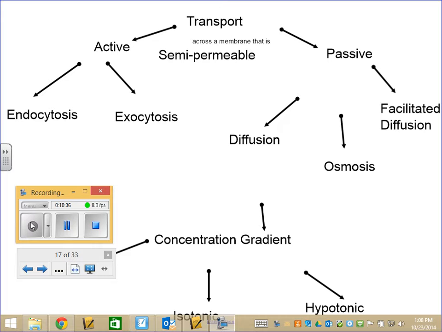So I made this little chart to summarize the ways that things can be transported in and out of a cell. So I started out with transport across a membrane that is semi-permeable. Now we already defined what semi-permeable is. I just wanted to repeat it there so that you knew it's a word that you would have to use. The cell membrane is semi-permeable. Now the first categorization that we'll make about transport is whether or not it is active or passive.